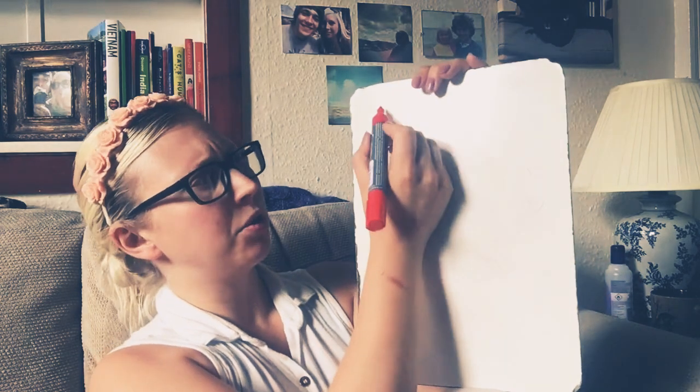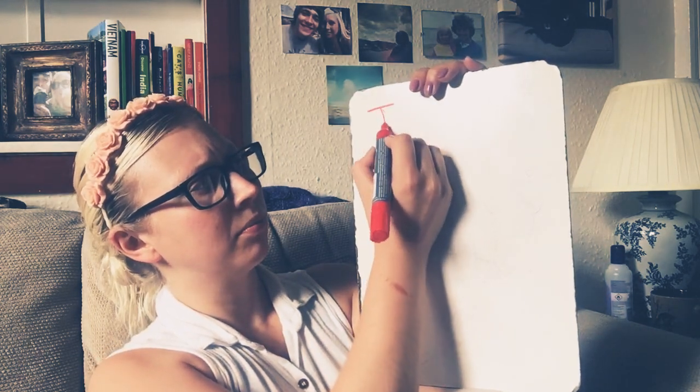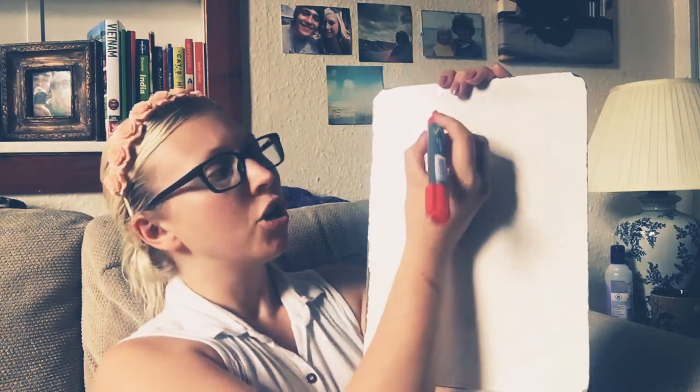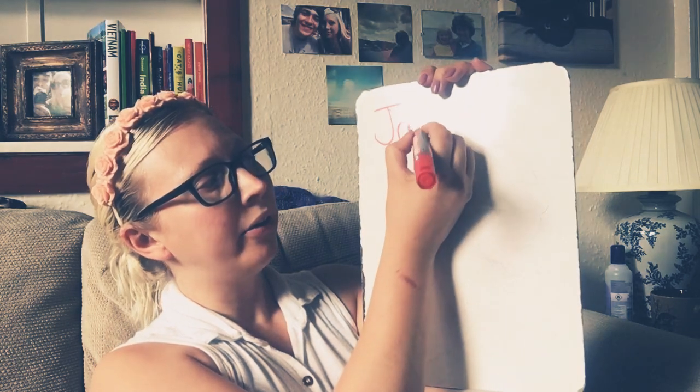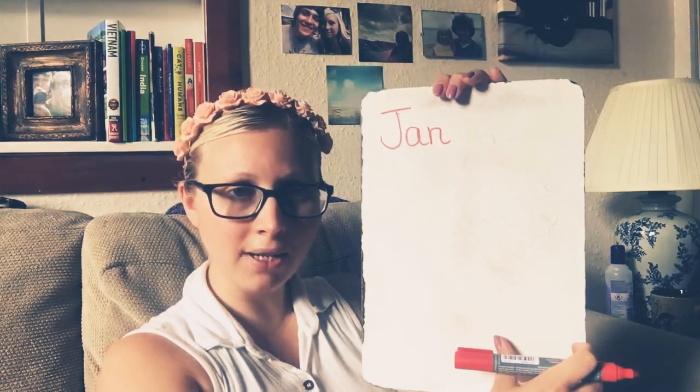Now let's have a look at our months of the year. So, can we together write January, February, March? Can we do it together as a team? So January starts with a J, but we write it as a capital J. You know how to do one of those, don't you? Jan, can you write Jan?